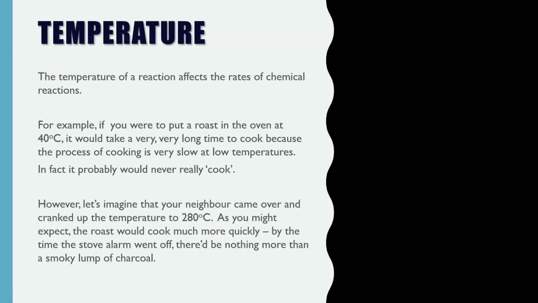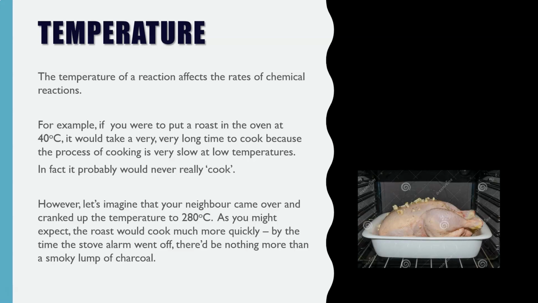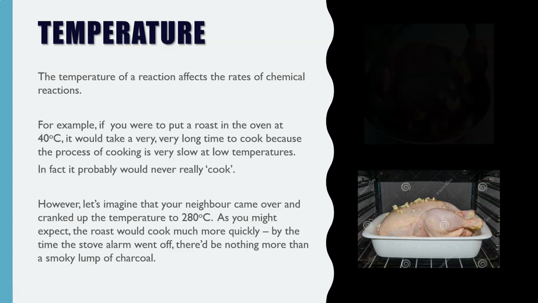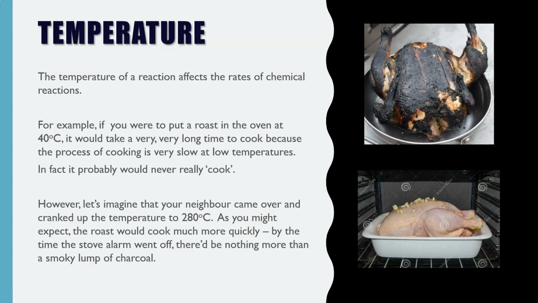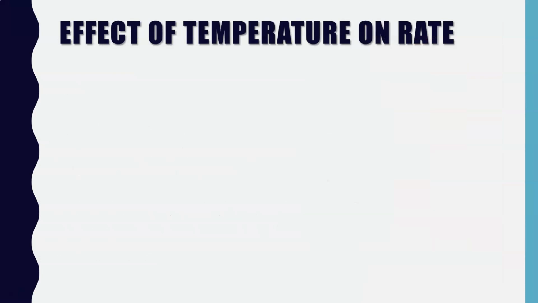However, let's imagine that your neighbour came over and cranked up the temperature to 280 degrees. As you might expect, that roast would cook much more quickly. By the time the stove alarm went off, there'd be nothing more than a smoky lump of charcoal. So we're seeing that just in cooking, the higher the temperature, the quicker it cooks. And remembering that cooking is a reaction.